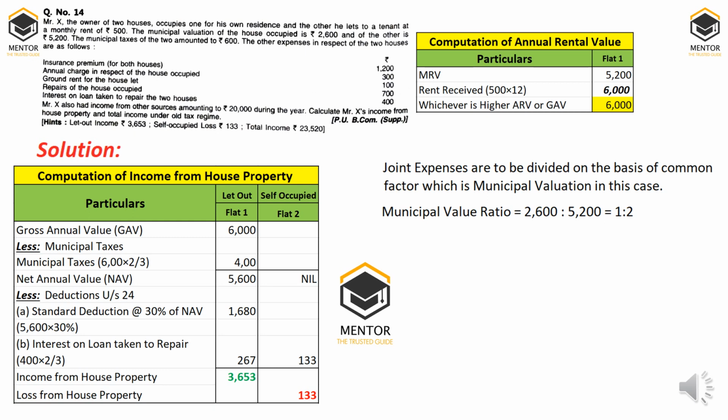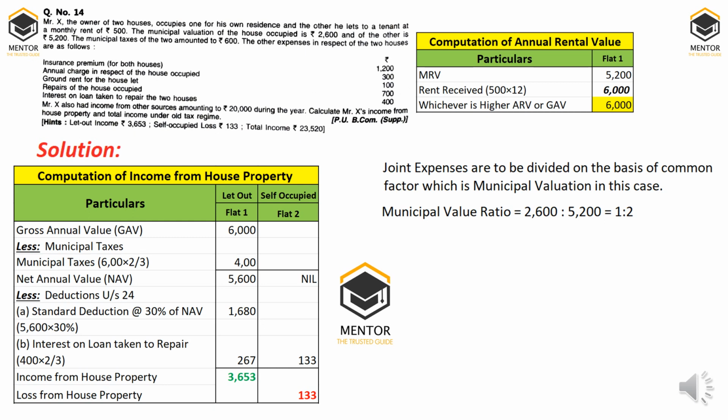Municipal valuation ratio is 2,600 for the self-occupied house and 5,200 for the let out house. If we divide, we get a 1:2 ratio. So municipal taxes for the let out house is 2/3. Municipal taxes 600 into 2/3, that is 400 rupees. Once you deduct 400 from 6,000, we get 5,600. We don't consider municipal taxes for the self-occupied house.